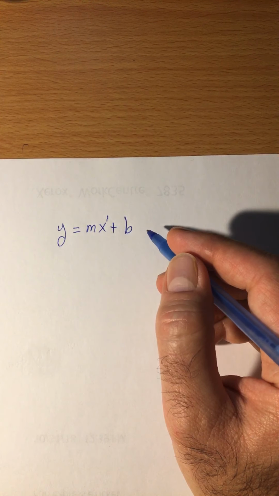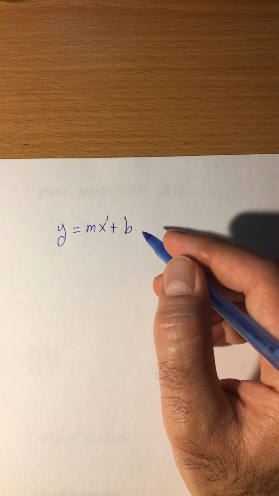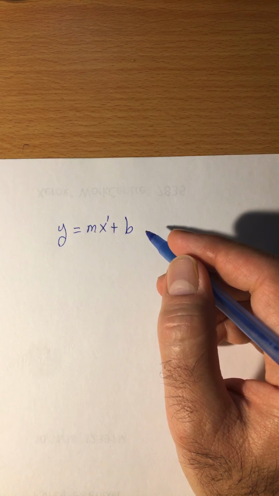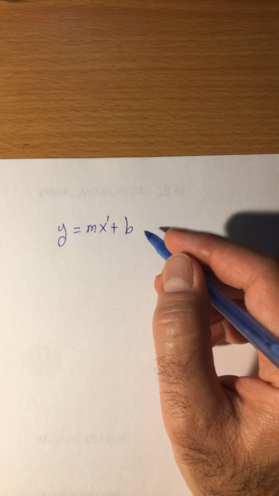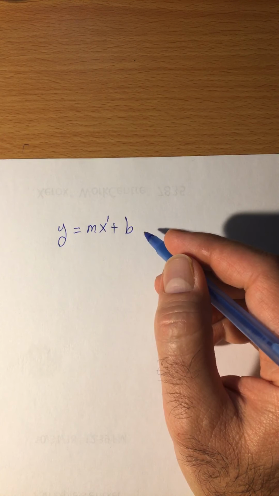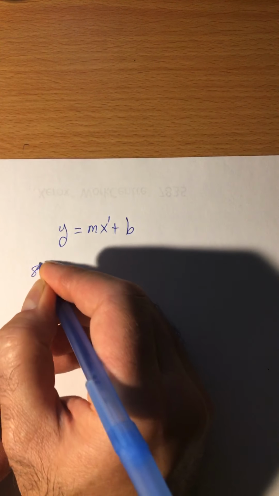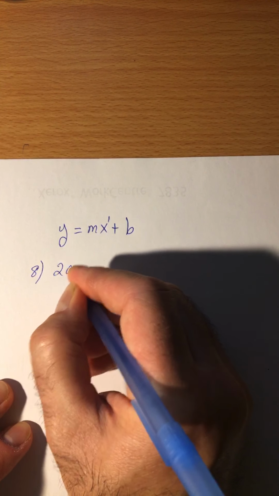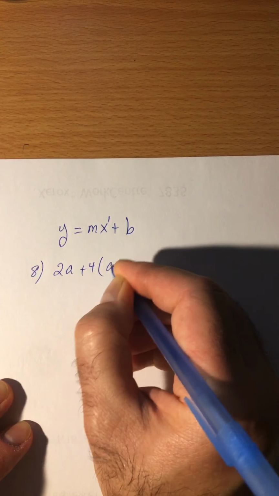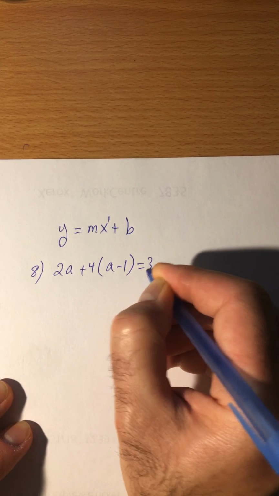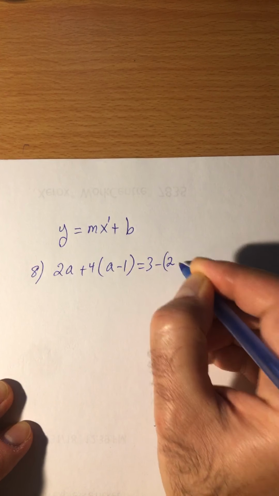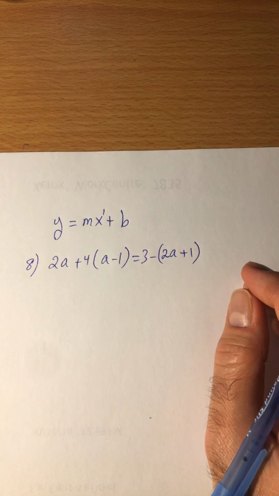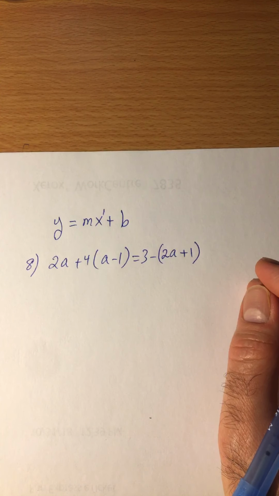And I'm just going to do several examples from each section. So these are problems from page 82 of your textbook. So the first problem I would like to do is number 8. And number 8 is like this: 2a plus 4 times a minus 1 equals 3. And that's your equation. And we would like to solve this equation for a.